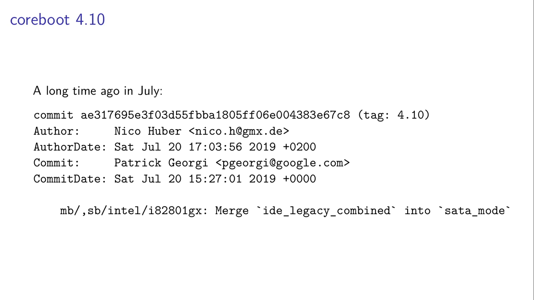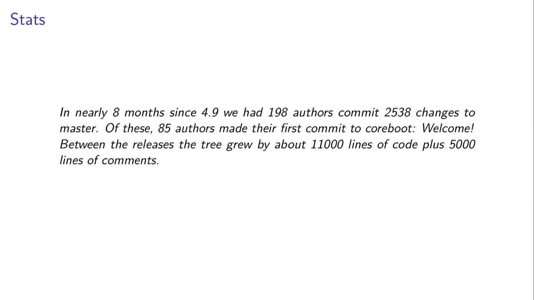Some stats: there were quite a lot of commit authors, almost 200. There were a lot of changes and also quite a lot of new contributors. 11,000 lines of code were added and 5,000 lines of comments.